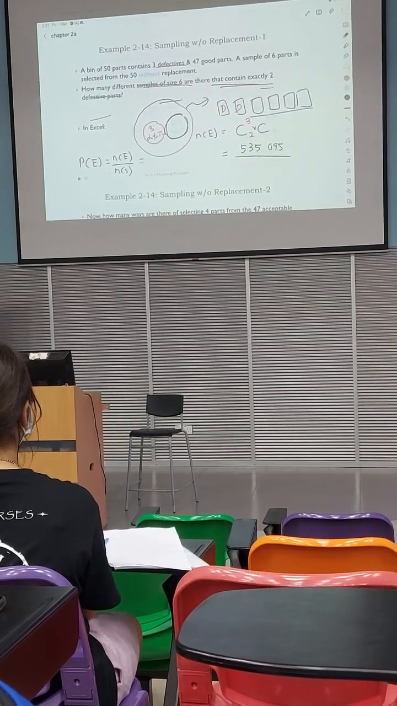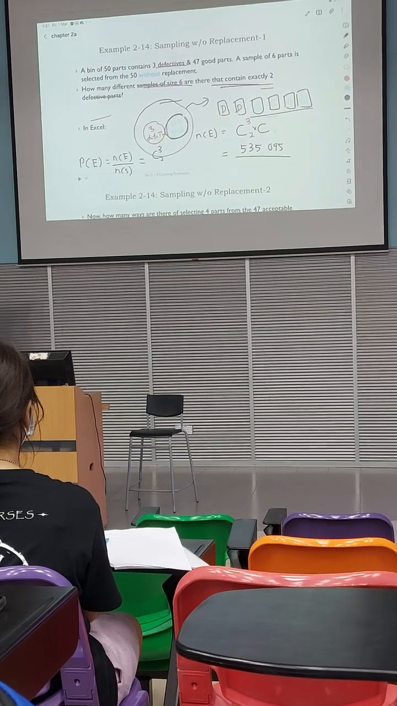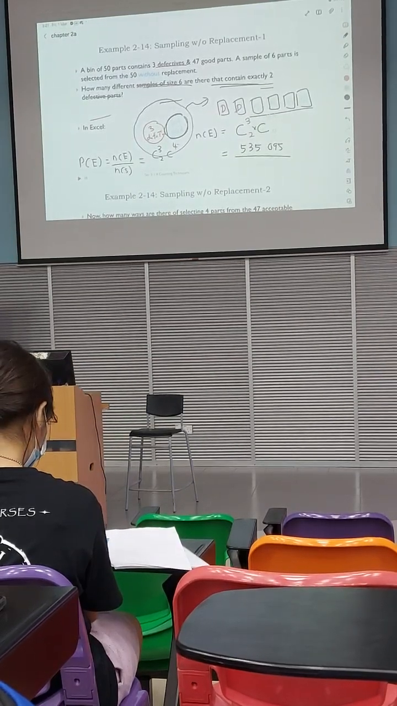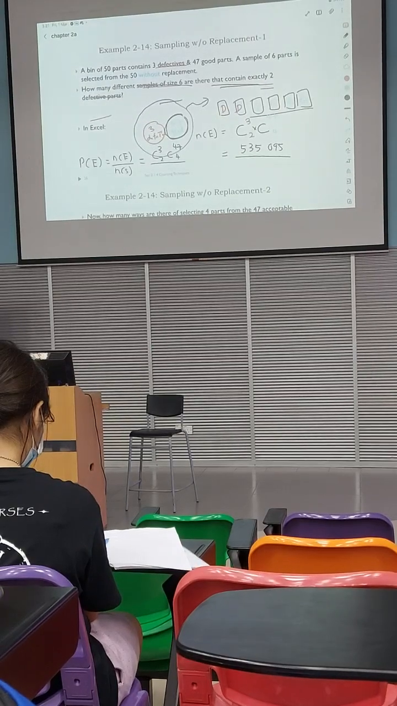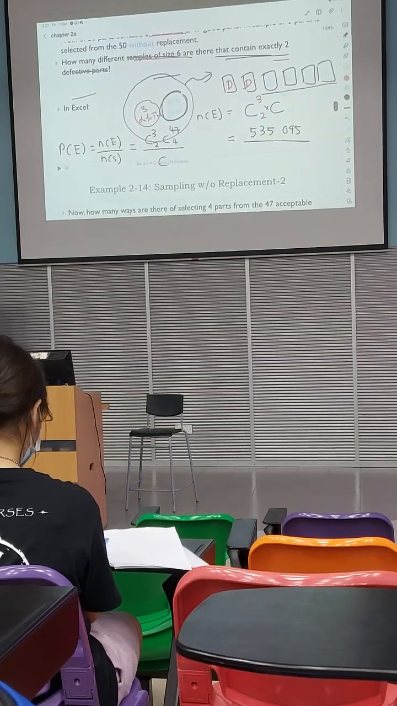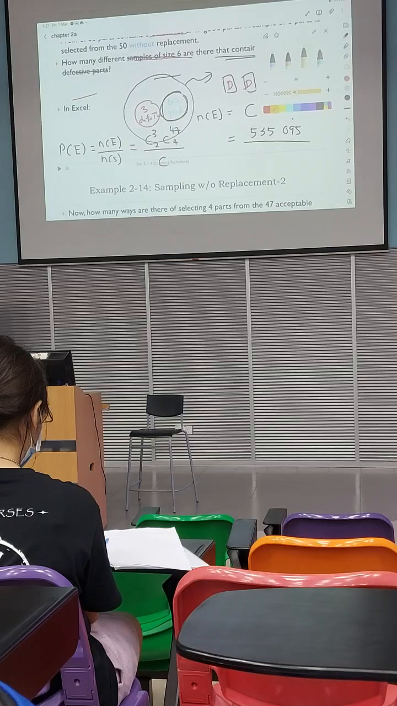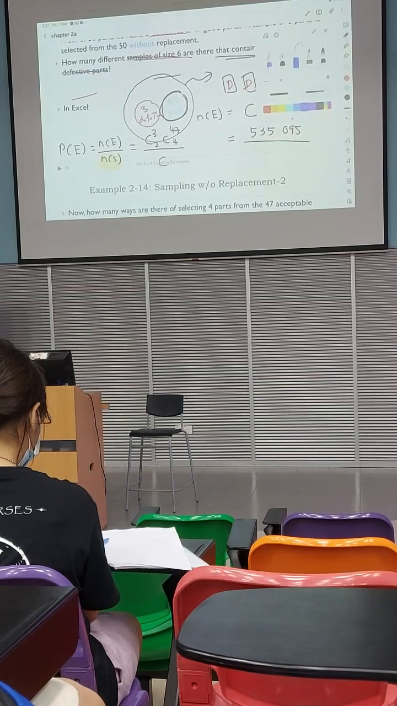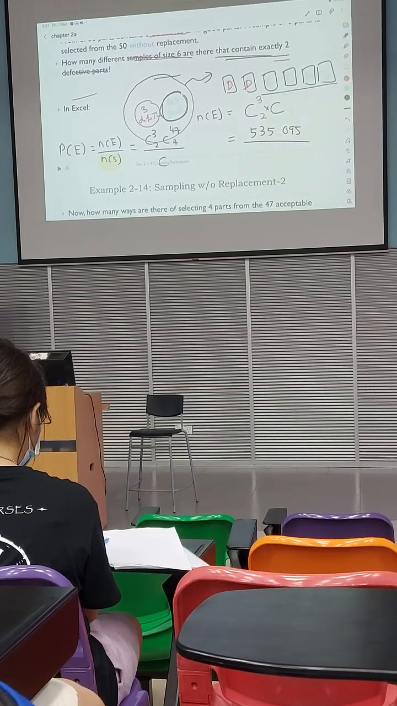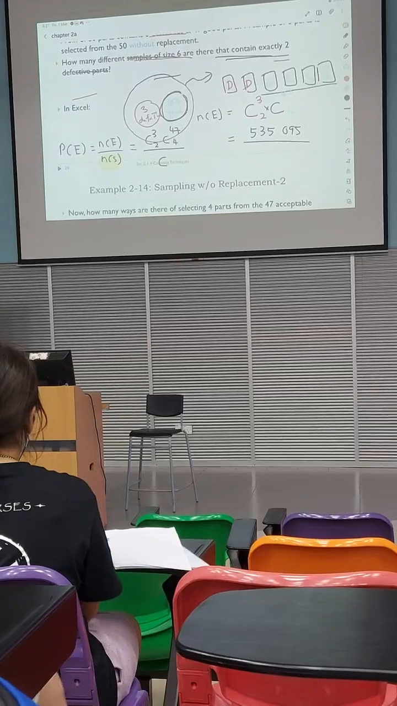The number of events, we know, is C 3 choose 2 times C 47 choose 4. Then divided by what? The number of sample space. The question here is: how to calculate the number of the sample space in this case?